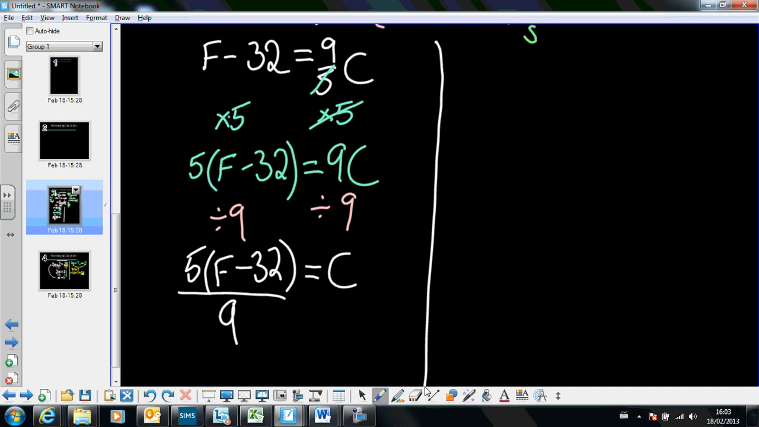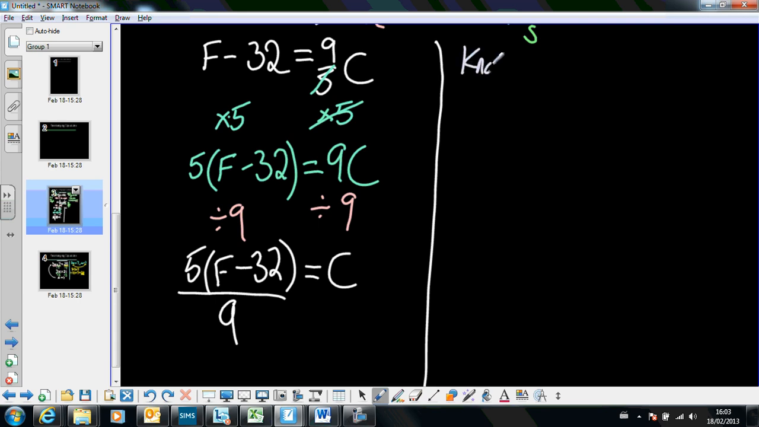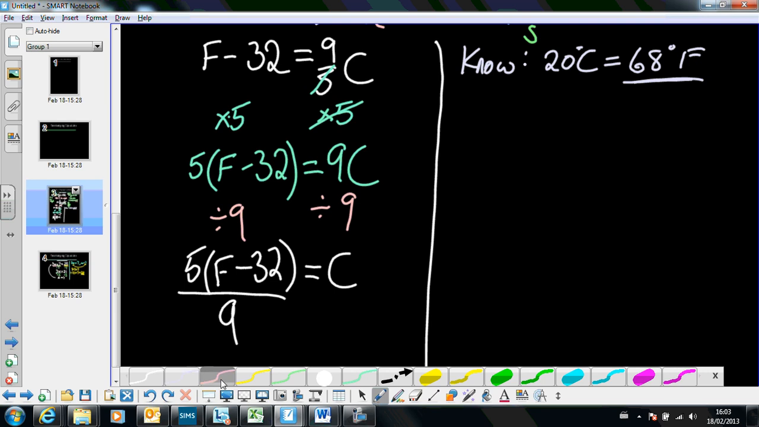I'm just going to check that that makes sense, because from the other slide, you'll remember, I know that 20 degrees Celsius is equal to 68 degrees Fahrenheit. So if I put 68 into this formula now, I should get the answer 20 back. So let's just double check that.